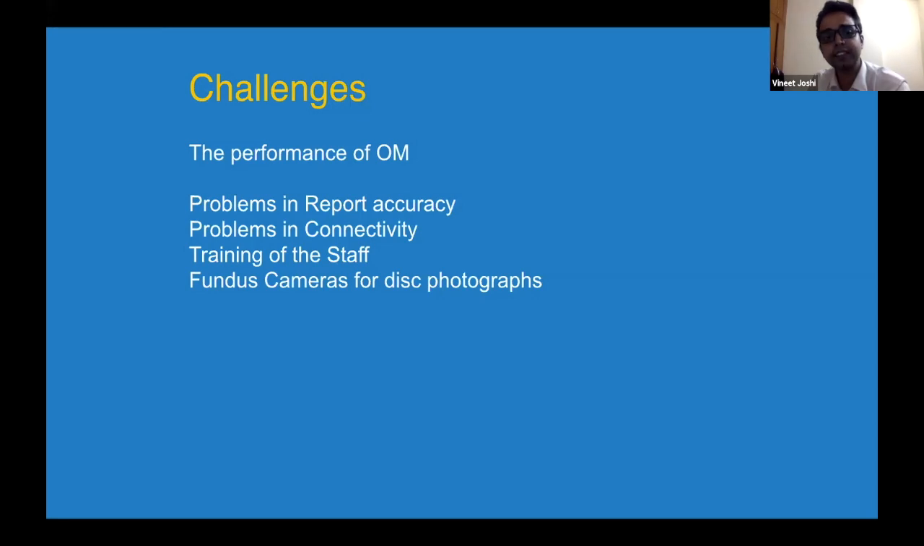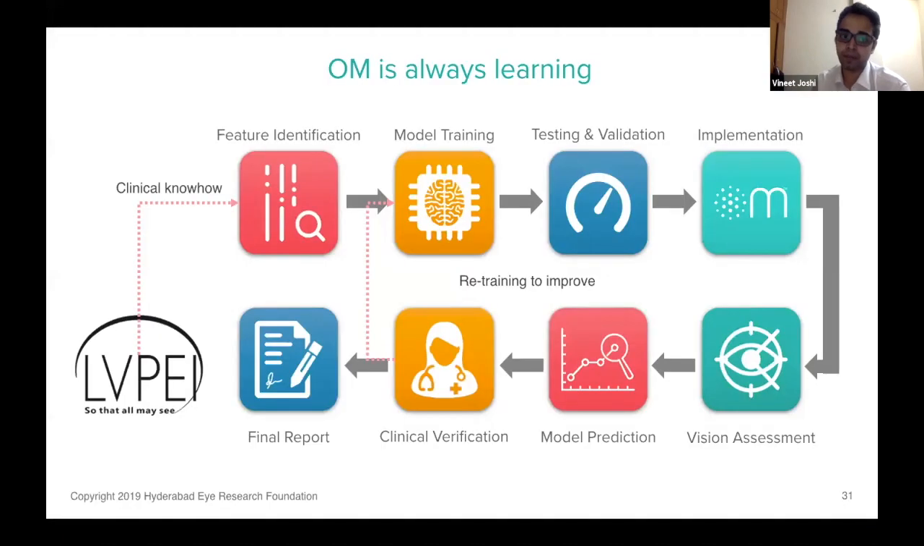Now, the challenges involved in developing this technology were in place, but the challenges to actually excel the performance at the grassroots level, as Dr. Padmaja pointed out in the pyramid model, were new to us, and it required an exercise. So the problems in report accuracy, problems in connectivity, training of the staff, fundus cameras for disc photographs, all of this had to come in sync to solve all of these problems, which happened over a period of time.